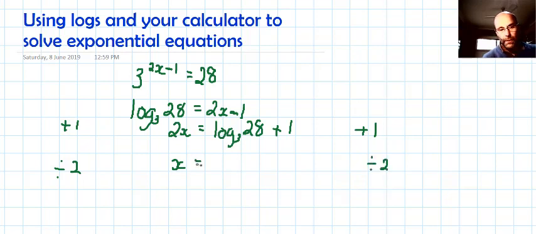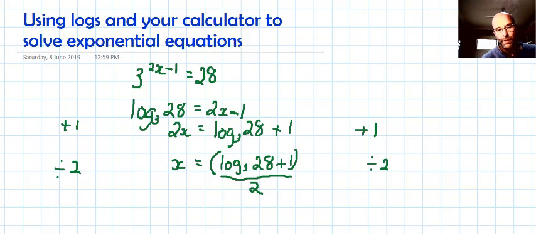That will leave x on the left, and all of this on the right, all of it is divided by 2. So just to emphasize that, I'm putting all of that in brackets, and it's divided by 2. And this is the part where we use the calculator.